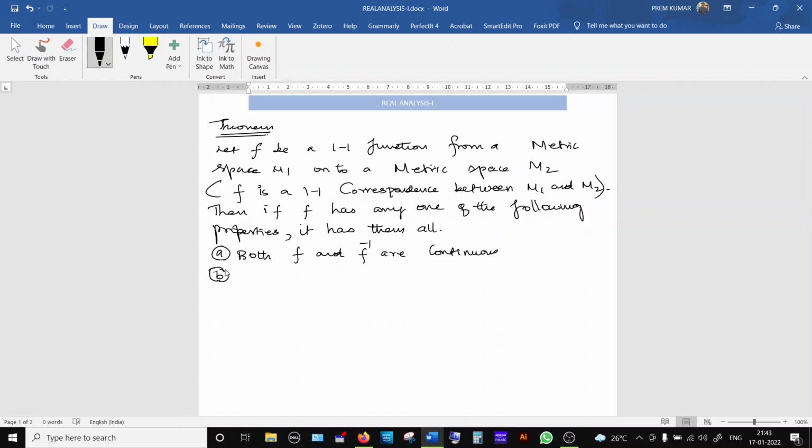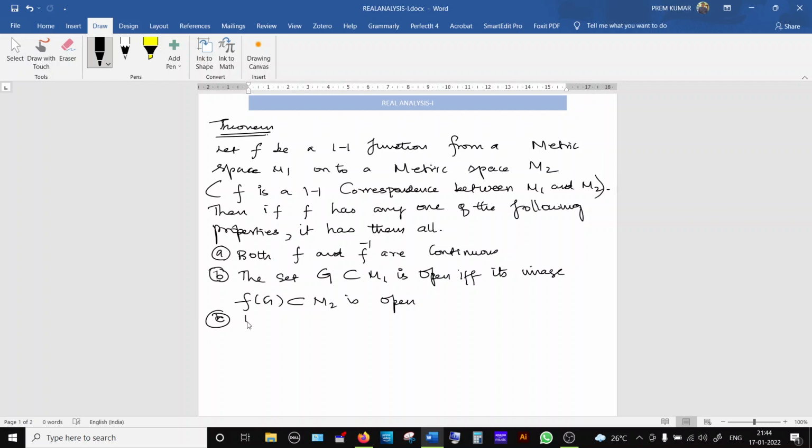B: the set G in M1 is open if and only if its image f of G in M2 is open. This is statement B.